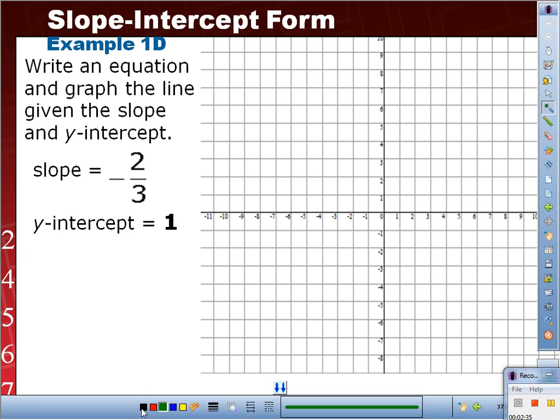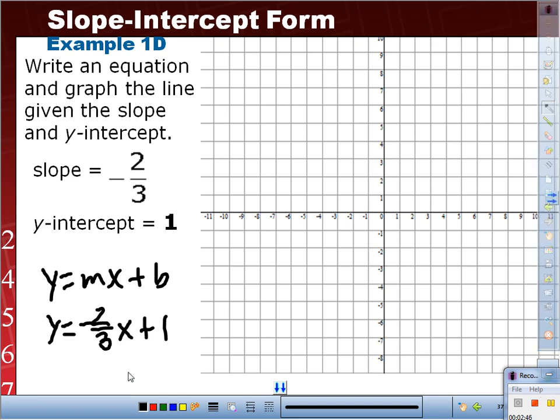Okay, here goes the process. First thing you should have written is y equals mx plus b. From there, substitute the values, and then y equals negative 2/3 x plus 1. Hands if you got that. That's part 1, so you wrote your equation.